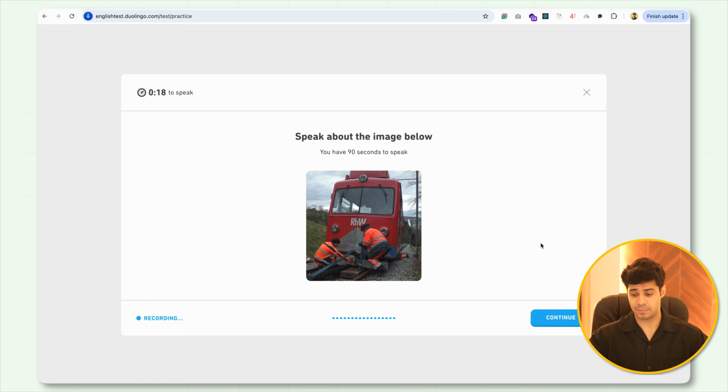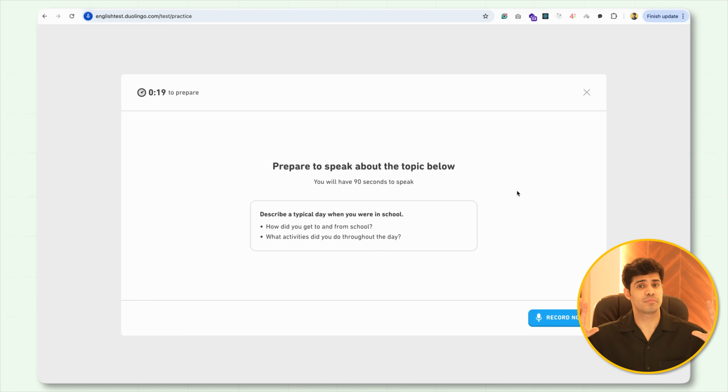And that's it. I'm just going to say continue. I don't want to speak till the very end. If I don't have anything to speak, that's good enough. But I spoke for a good chunk of time and I took a gap, as you notice, that's what you want. Okay, prepare to speak about the topic below. You will have 90 seconds to speak.